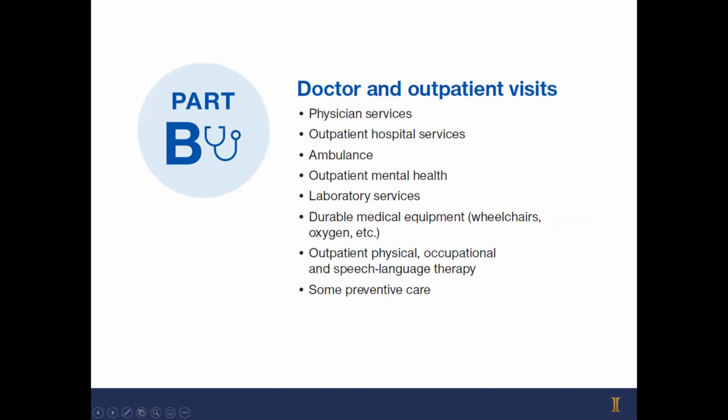Part B. Part B is going to cover your doctor and your outpatient visits. So anytime you go see your physician, you go to the hospital for something that they send you home for, if you need an ambulance, outpatient mental health, lab services, your durable medical equipment, like your oxygen tank, wheelchairs, your outpatient physical and occupational and speech therapies, and then some preventative care is covered under Part B. And again, that's just something that you need to look into before you go to do the preventative care to make sure that whatever it is that you're having done is covered.